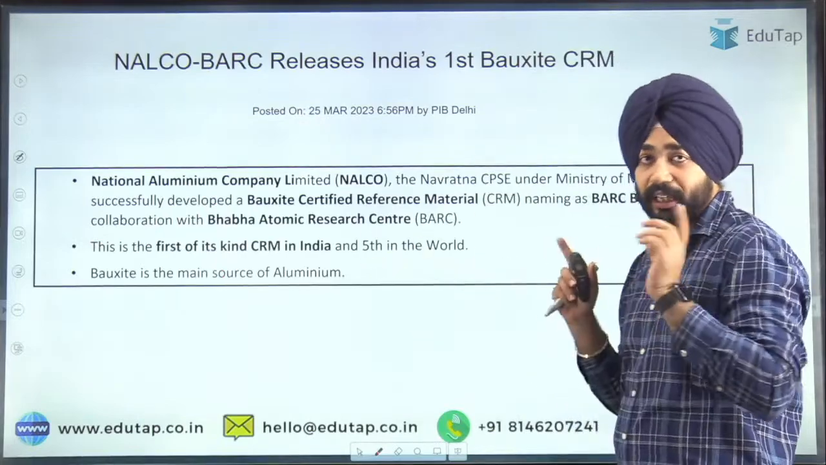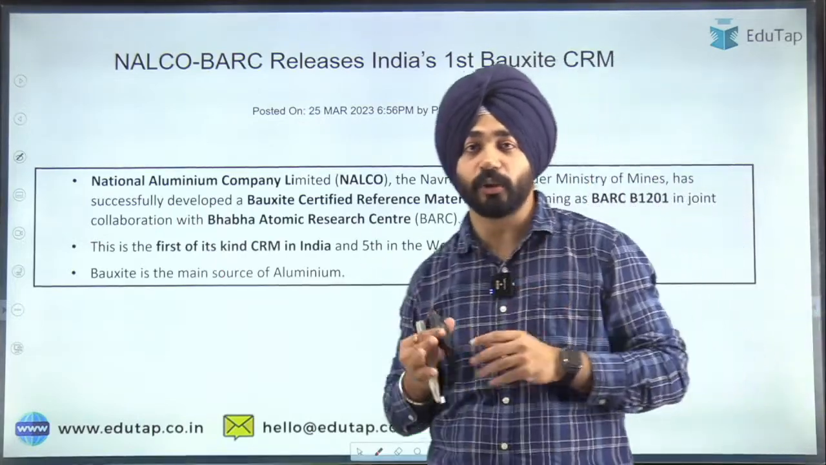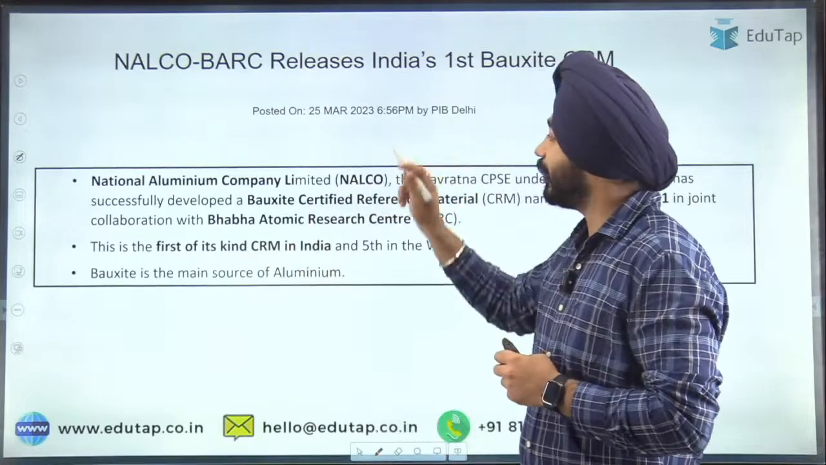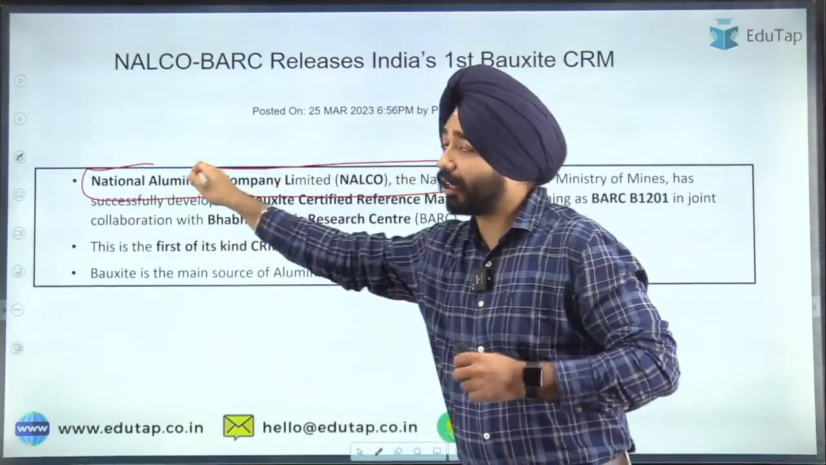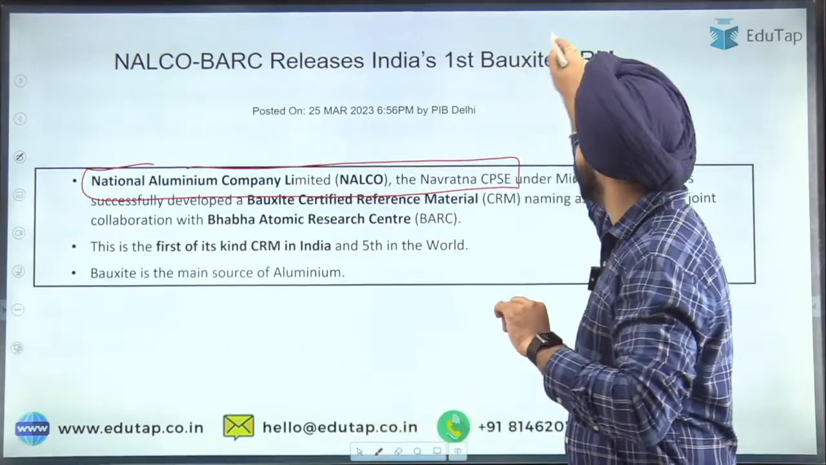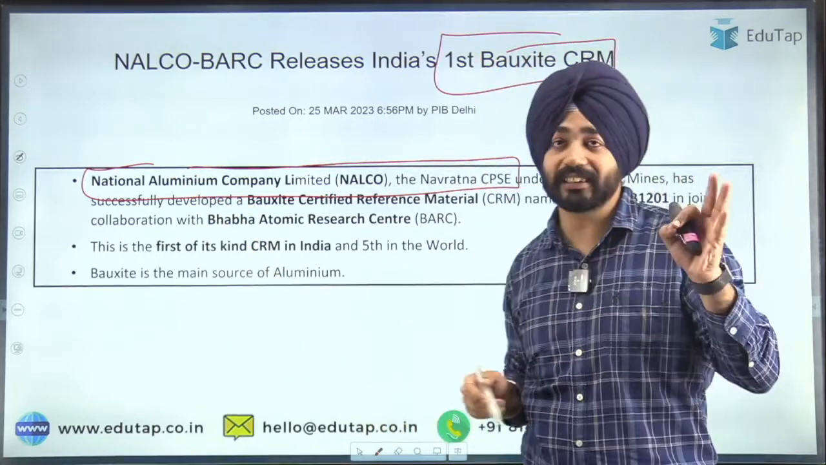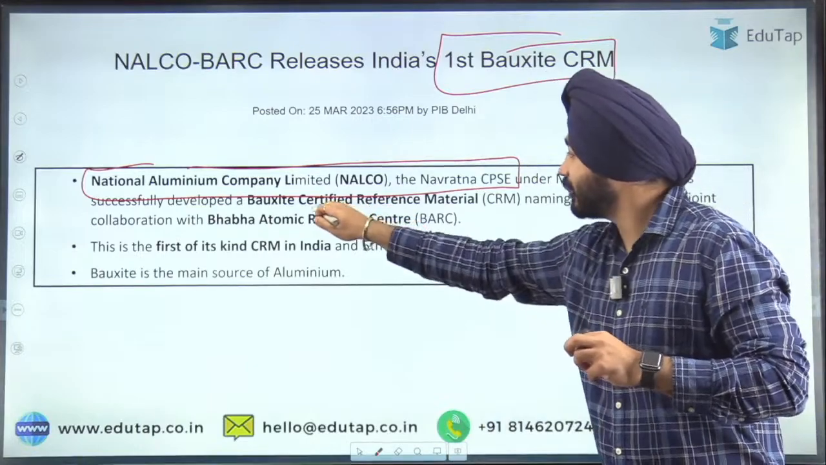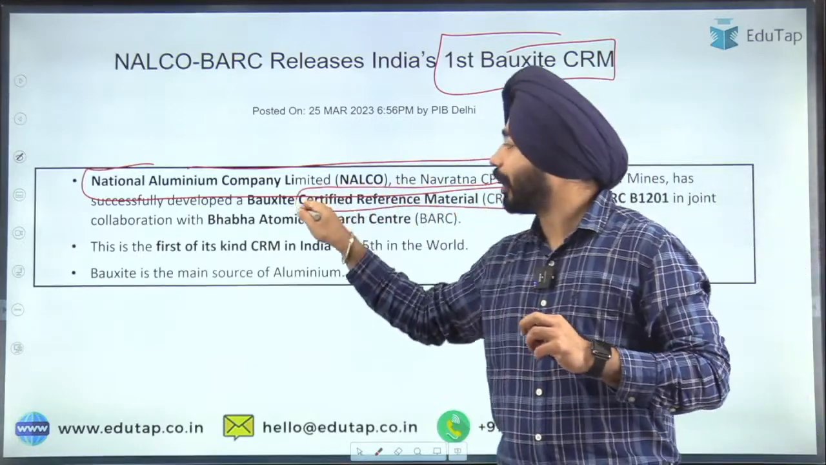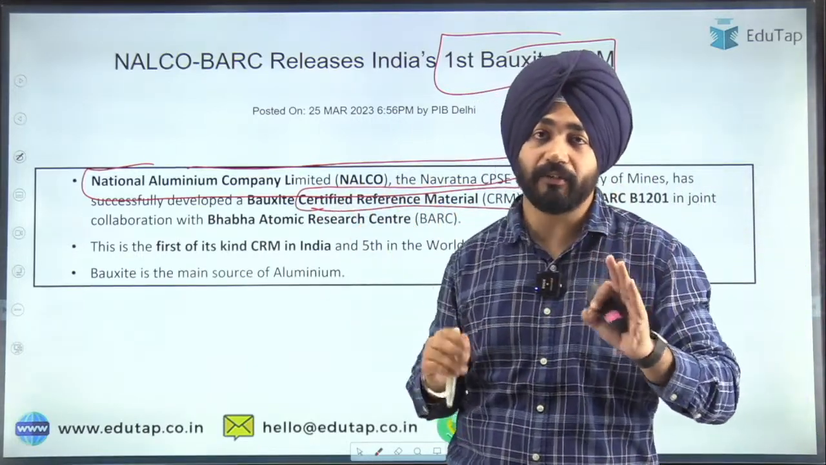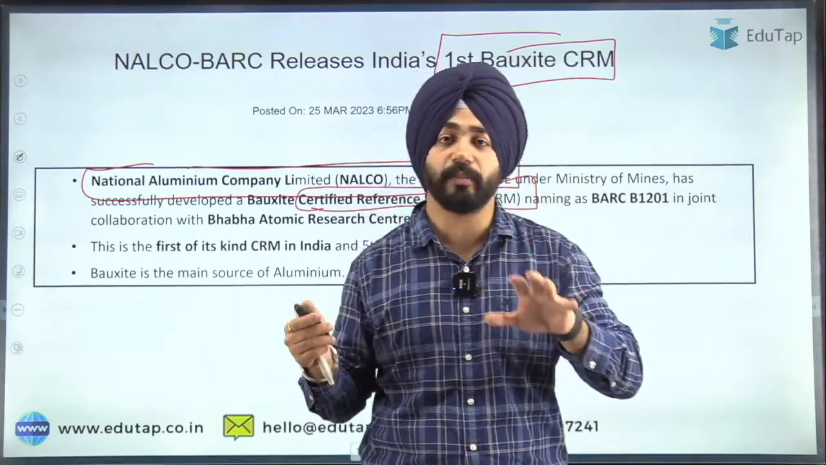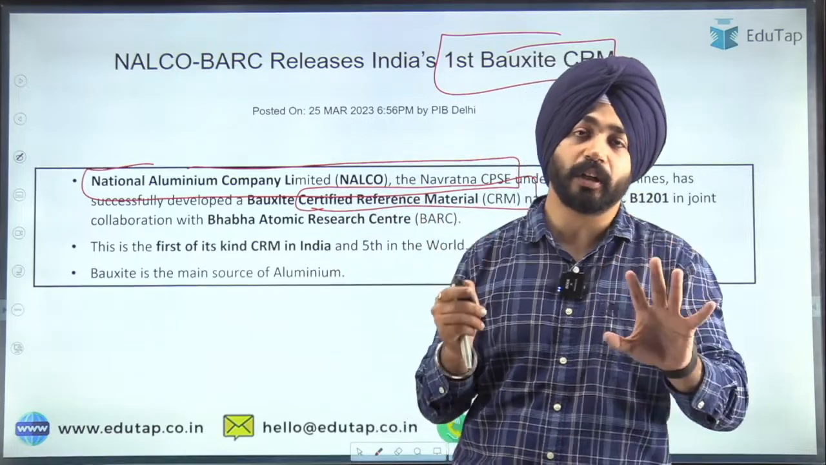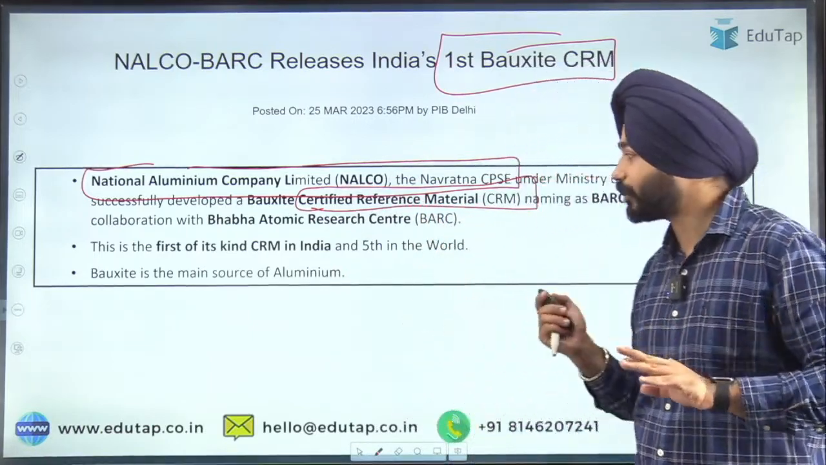Now let's come to the next important thing, that is about the first news. Recently the National Aluminium Company has unveiled or released India's first bauxite CRM. So what is this CRM? CRM is certified reference material. So they have launched a certified reference material with reference to bauxite, okay, that is the thing that has been launched by National Aluminium Company. So that is again important from the perspective of the examination here.